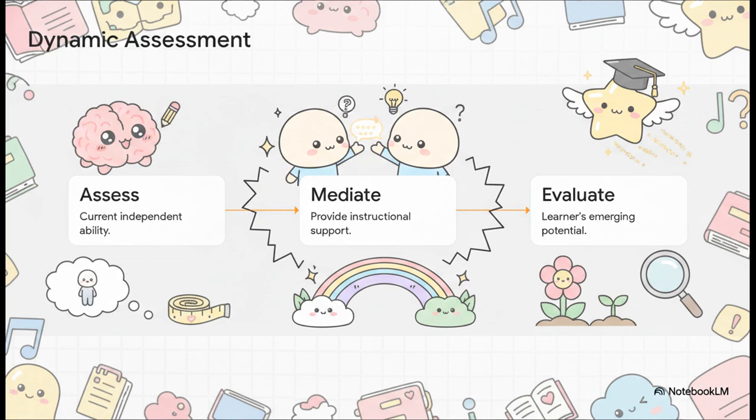Traditional tests only look at what you can do alone right now. But dynamic assessment looks at what Vygotsky called the zone of proximal development. It measures what you can achieve today with just a little bit of guidance. The examiner actively interacts with the learner, providing hints or prompts when they get stuck, and then observes how they respond to that support. It is a profoundly developmental and empathetic approach to testing.